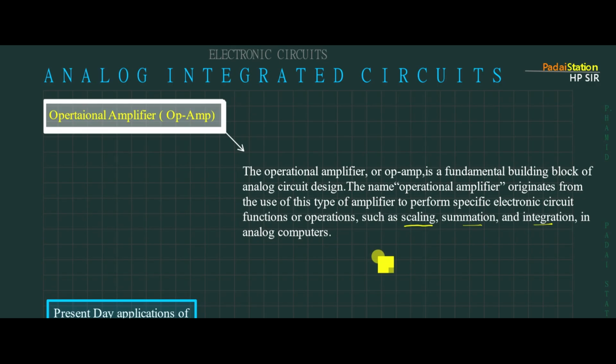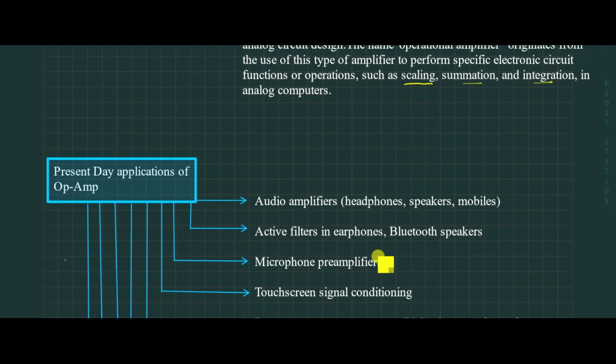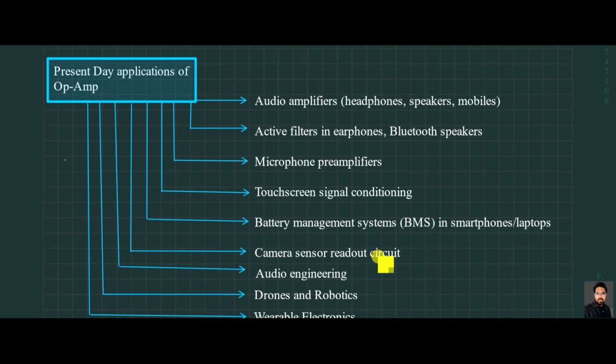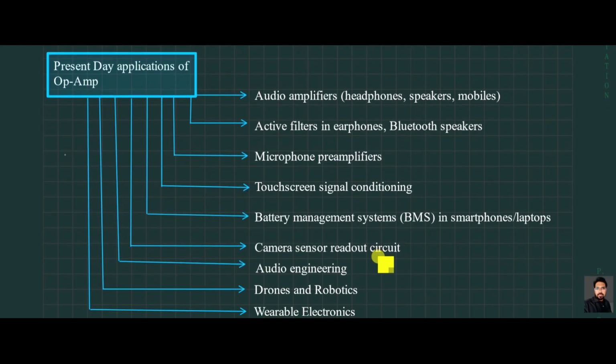So audio amplifiers, headphones we are using, speakers and mobiles, active filters in earphones, microphone preamplifiers, touch screen signal conditioning, battery management system. Okay, so this is the latest field. We can say it is electric vehicle systems, where we have the batteries which are used in cars, smartphones, laptops, and all these things. So here the op-amp plays an important role in this design.